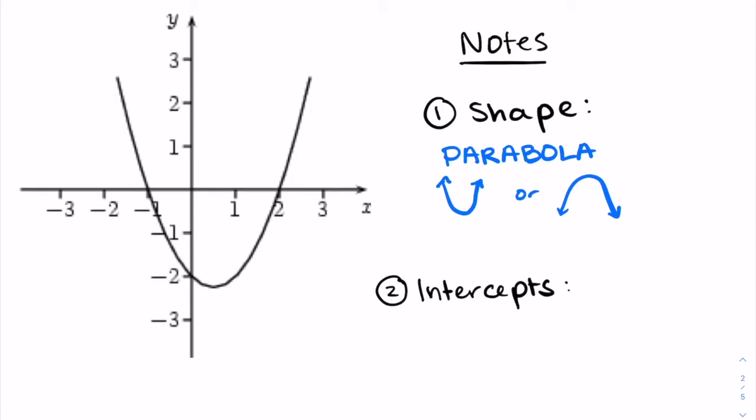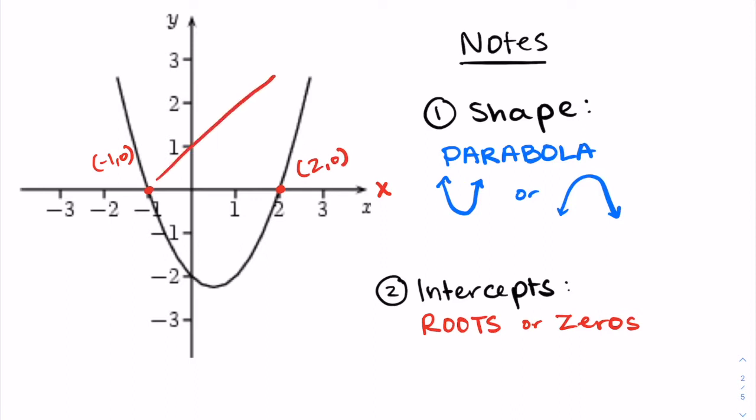The next thing I want us to pay attention to are the intercepts. The intercepts are where this parabola is going to cross that x-axis, and I'm going to mark them here and here. We call the x-intercepts of a parabola the roots, or sometimes you'll also see them called the zeros. For my quadratic here, I can see that we have zeros or roots at (-1, 0) and (2, 0). Again, those are called my roots.